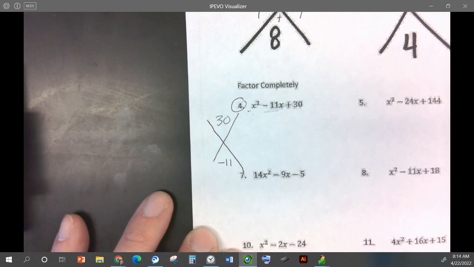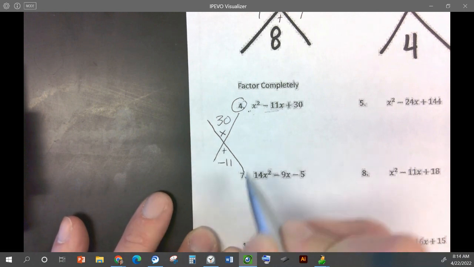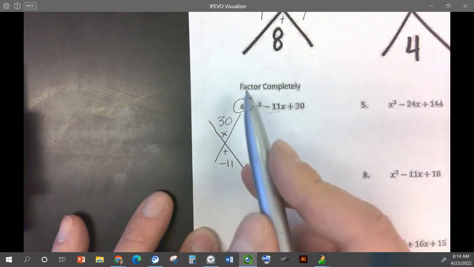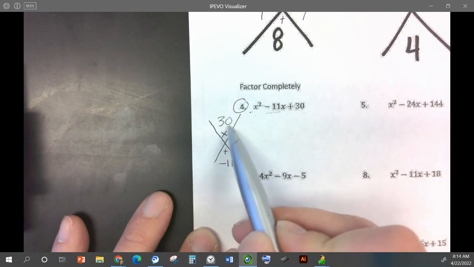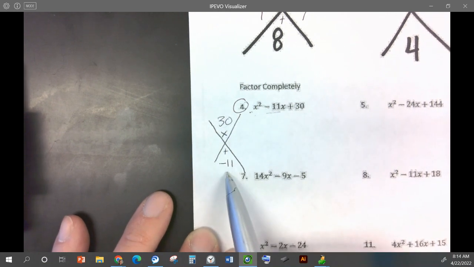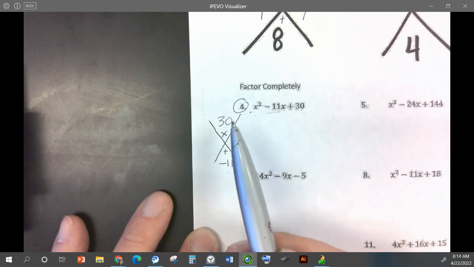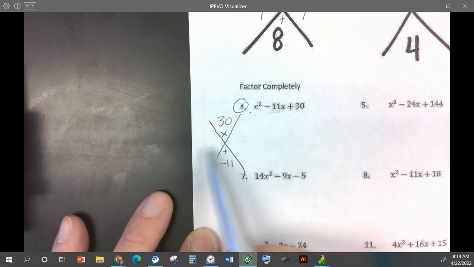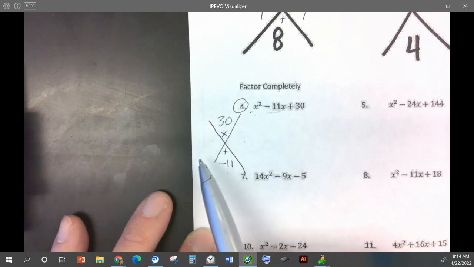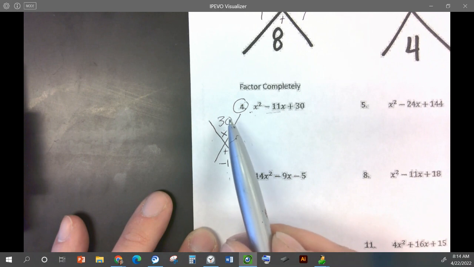So we need to come up with numbers that multiply to give us 30 and add to give us negative 11. If the top number is positive, and the bottom number is negative, then we're going to need 2 negatives to multiply to give us a positive. So we're looking for 2 numbers that add to give us negative 11 and multiply to give us 30.